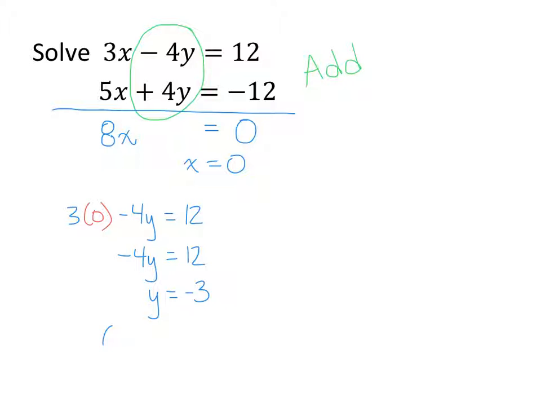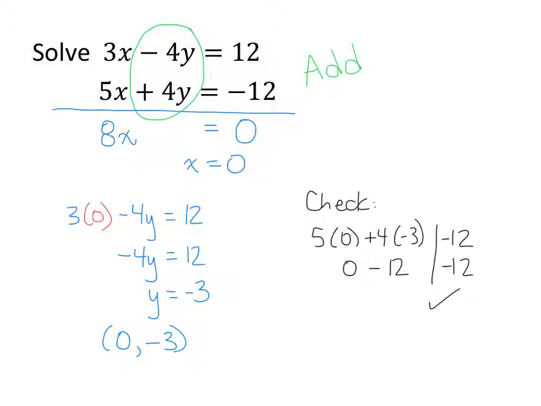So we believe that the solution to this system of equations is the coordinate point 0, negative 3. And that means we believe that 0 and negative 3 make both equations true. We should do a check, just to be sure. Our check, when we put these values into the other equation, works out to be true, so we know that we have a good solution.